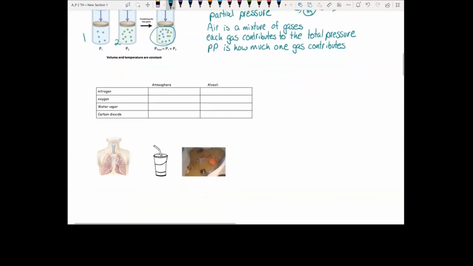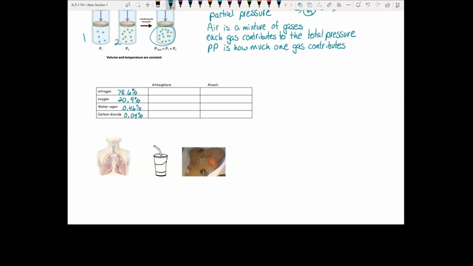Okay, if we look at the air that you're breathing, the air you're breathing is mostly made of nitrogen, oxygen, water vapor, and carbon dioxide. Nitrogen is the biggest part of air. Nitrogen is 78.6% of the air you're breathing. Oxygen is next. Oxygen is 20.9%. Water vapor is 0.46%, and carbon dioxide is 0.04%. So that is the air you're breathing.